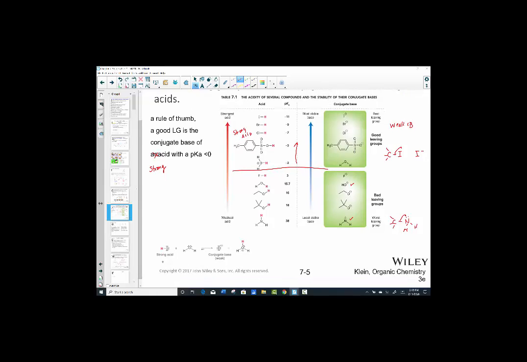So the strong acid of HI forms a conjugate base of I negative. This is a very large polarizable cloud and therefore can stabilize the negative charge quite well. The conjugate base of very strong acids are great leaving groups.